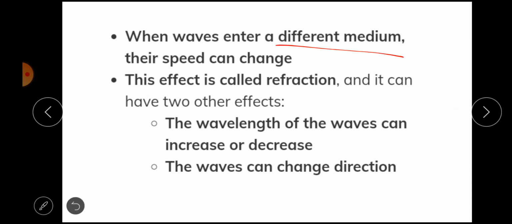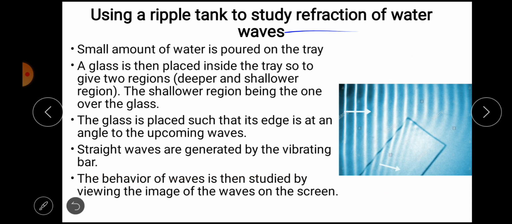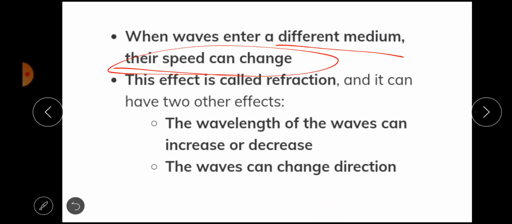When waves enter a different medium, they are going to change speed. The speed of the wave changes. Here, when we talk of a medium, we are referring to two regions. Here we have this region, which is the deeper region, the region where there is no glass, and then this region is the shallower region. This is the shallow region. So we have two regions. You remember that when waves enter a different medium, in this case the shallow and deeper regions, the speed is going to change.